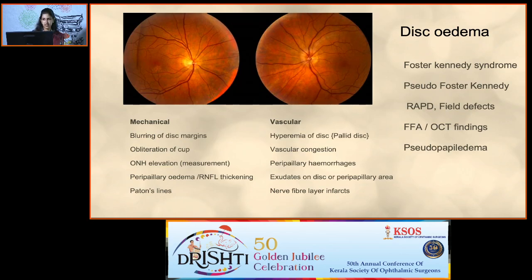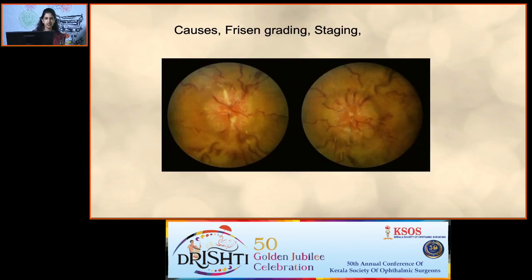the field defects involved, and FFA and OCT findings relevant to each of the causes of disc edema, be it unilateral or bilateral. And also, what are the causes of pseudopapilledema and how you will rule them out. So this is a case of bilateral disc edema, the classic. What is this? What do we have here? Bilateral disc edema? Yes, papilledema.